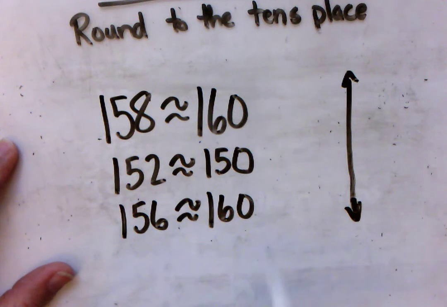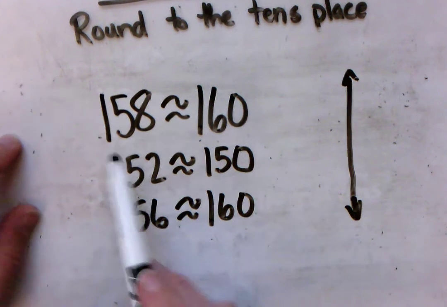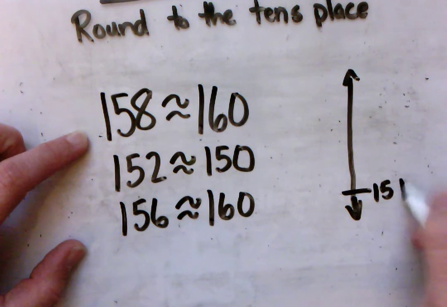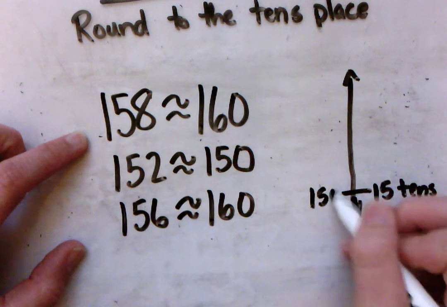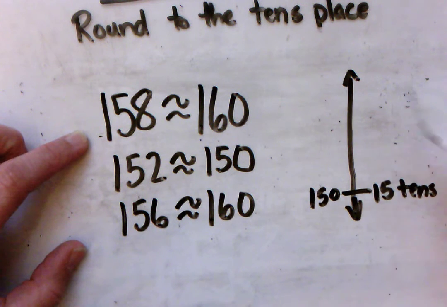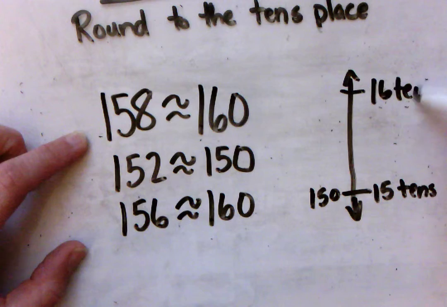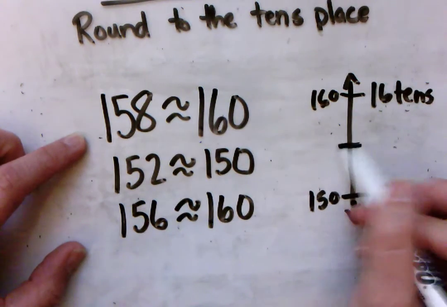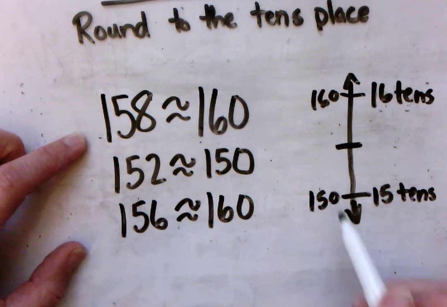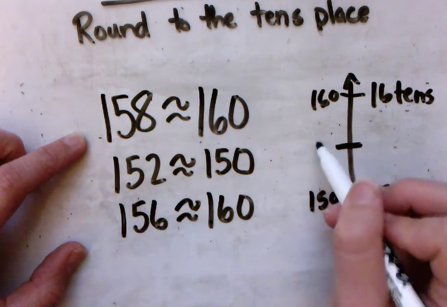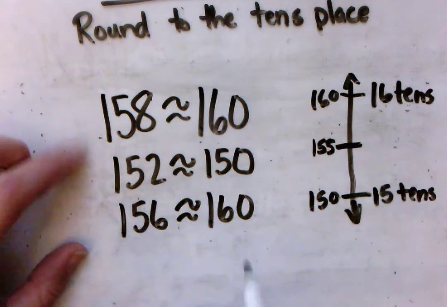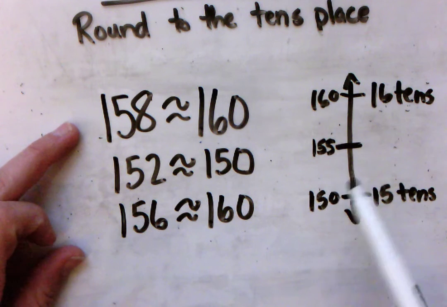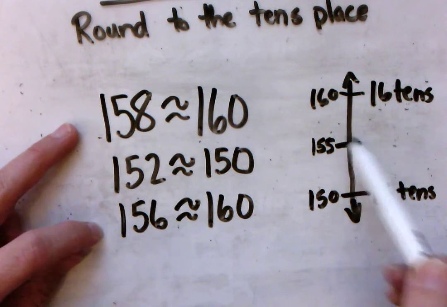I can use the same number line to check all three of these. How many tens are in these three numbers? 15 tens, or 150. If I had one more 10, I'd have 16 tens, or 160. Let me think of how much is halfway between these two numbers, 155. And now I can double check. 158 would be here, 152 would be here, 156 would be here.